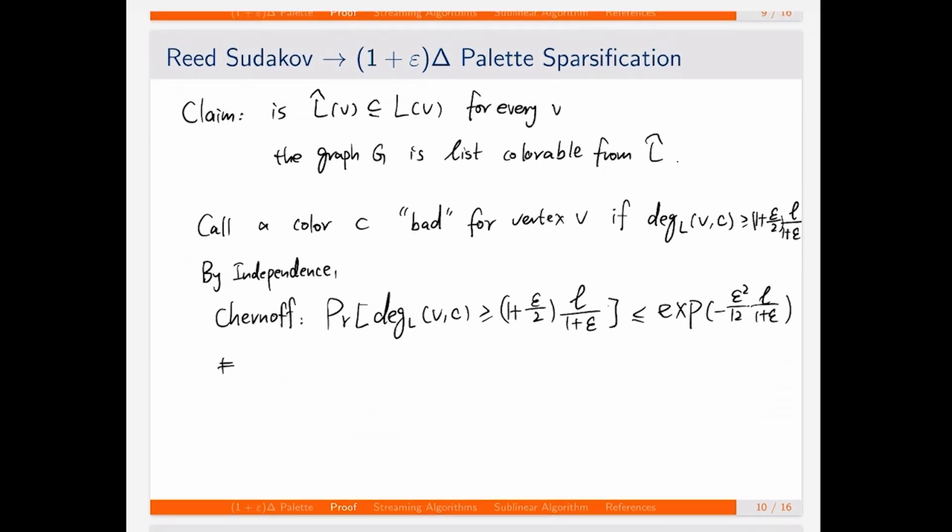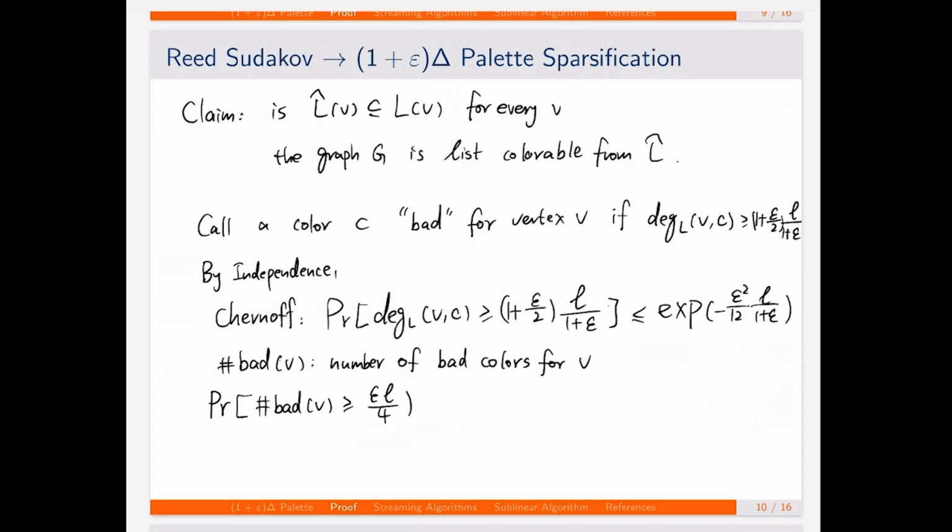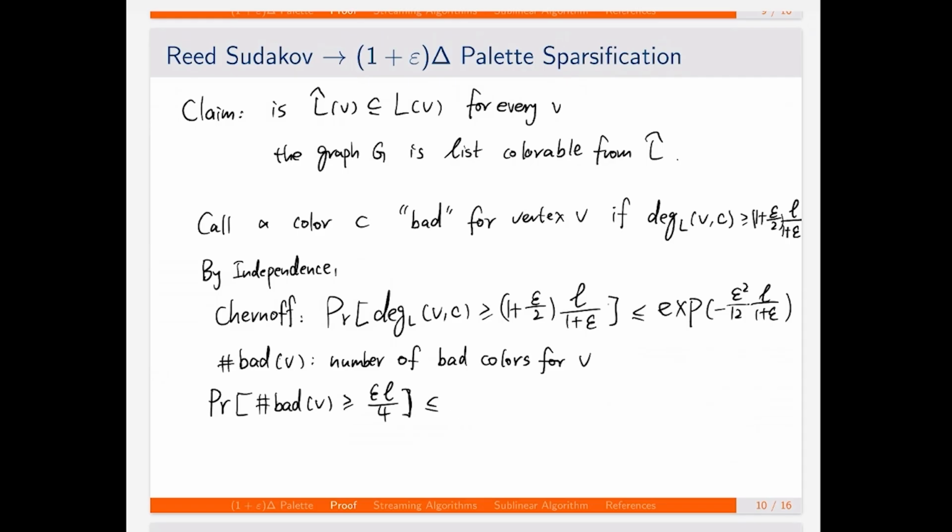I'll use this to denote the number of bad colors for the vertex V. And now we want to bound the number of bad colors for V. So we use the following inequality. The probability that the number of bad colors for V is greater or equal to epsilon L over 4 is less or equal to L choose epsilon L over 4 times exp minus epsilon squared over 12 times L over 1 plus epsilon, to the epsilon L over 4 power.